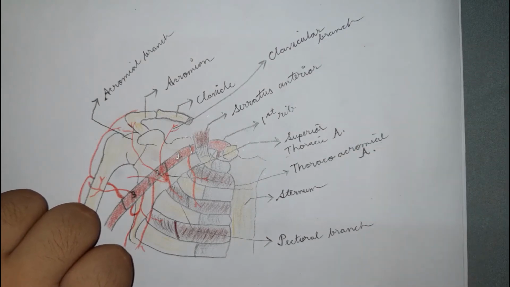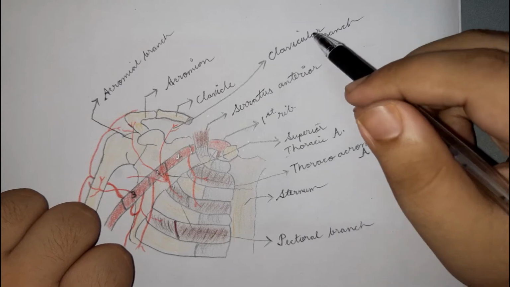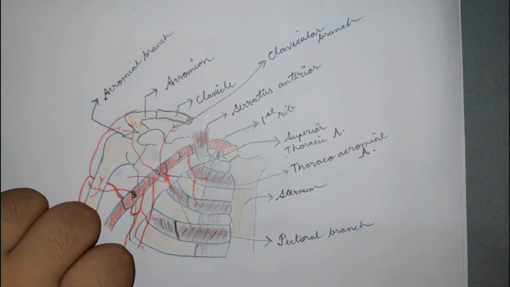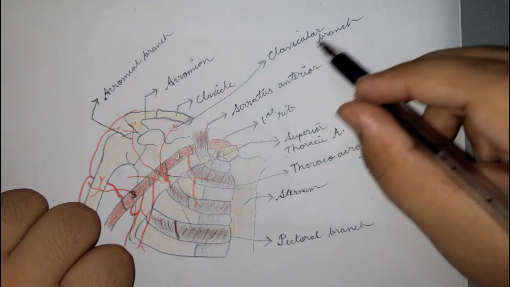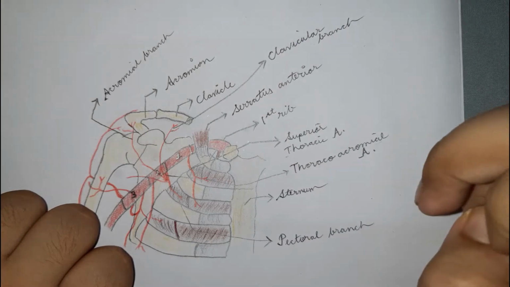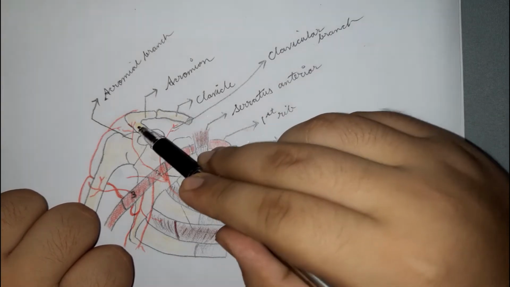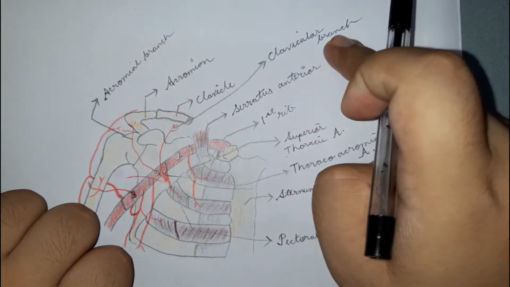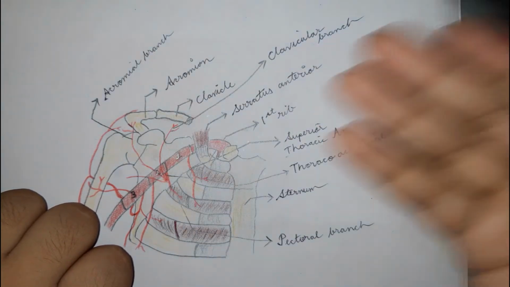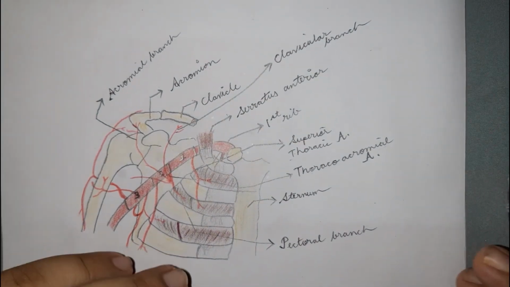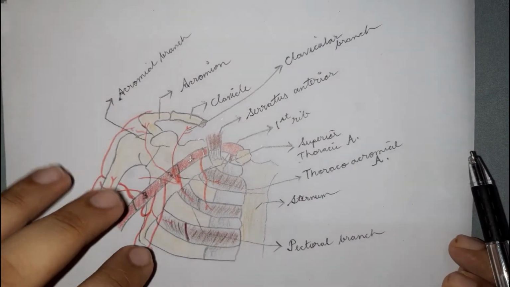The clavicular branch is one of the branches which supplies the subclavius muscle. There is a muscle over here, the subclavius, a very important muscle. We'll talk about it in later discussions. This supplies the subclavius muscle and also the acromioclavicular joint. The acromioclavicular joint is supplied by the clavicular branch. You may or may not remember this; it is really low yield information.